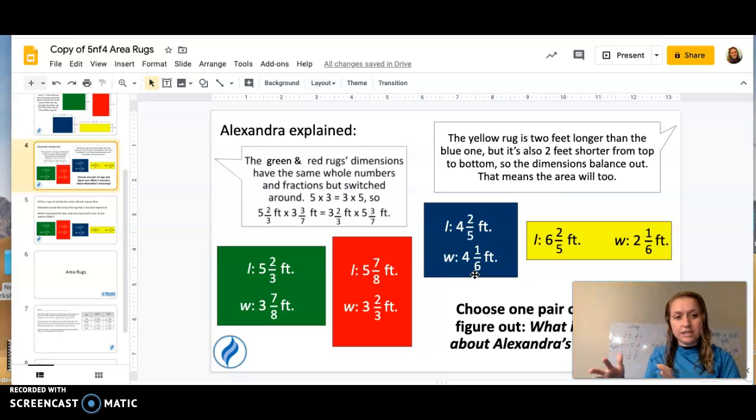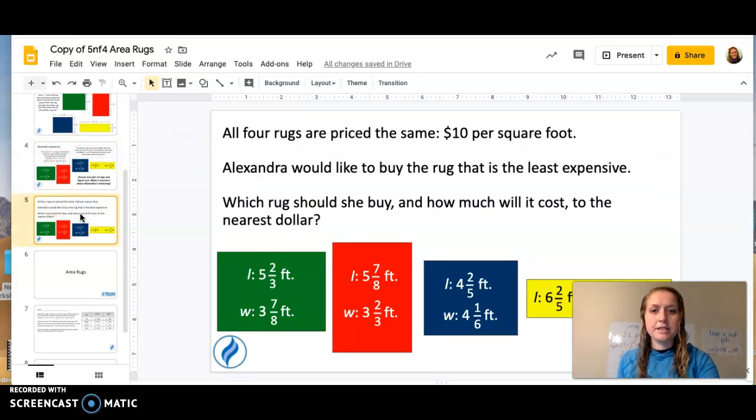So that's the first step. That was all the math you should have done in the first part. Now the second part says all 4 rugs are priced the same at $10 per square foot. Alexandra would like to buy the rug that is least expensive. Which rug should she buy and how much will it cost?